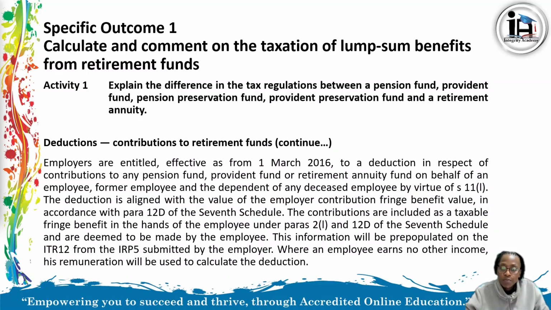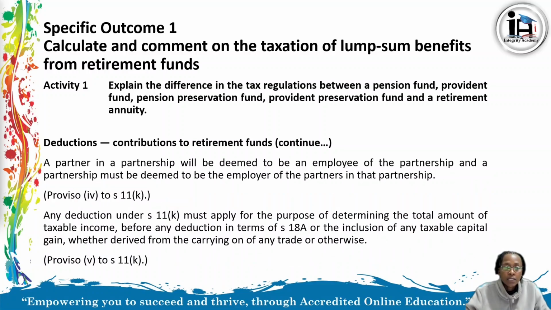The information will be pre-populated on the ITR 12 from the IRP 5 submitted by the employer. Where an employee earns no other income, their remuneration will be used to calculate the deduction. A partner in a partnership will be deemed to be an employee of the partnership, and a partnership must be deemed to be the employer of the partners in that particular partnership.